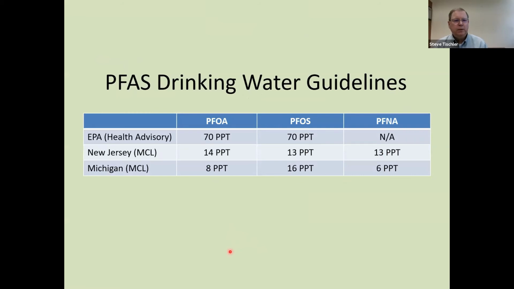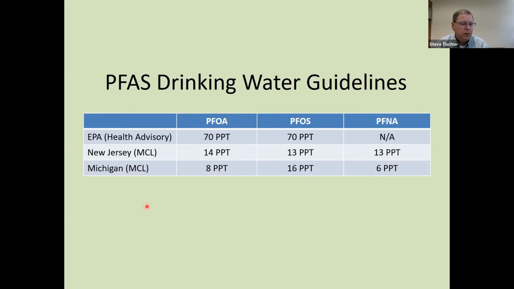So I'm going to focus on these three regulatory agencies: the EPA and its health advisory level of 70 parts per trillion for PFOA and PFOS; and New Jersey, which has established MCLs. They started with PFNA at 13 parts per trillion, and they recently added PFOA and PFOS at 14 and 13 parts per trillion. I'm not sure how this 1 part per trillion difference is established between PFOS and PFOA.